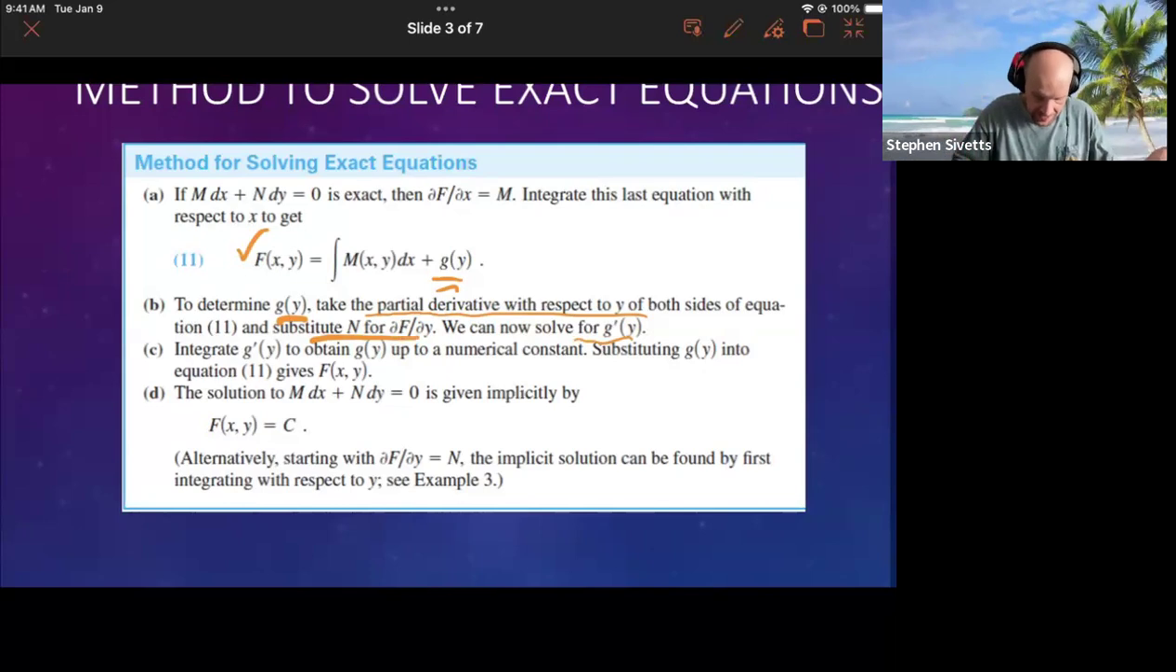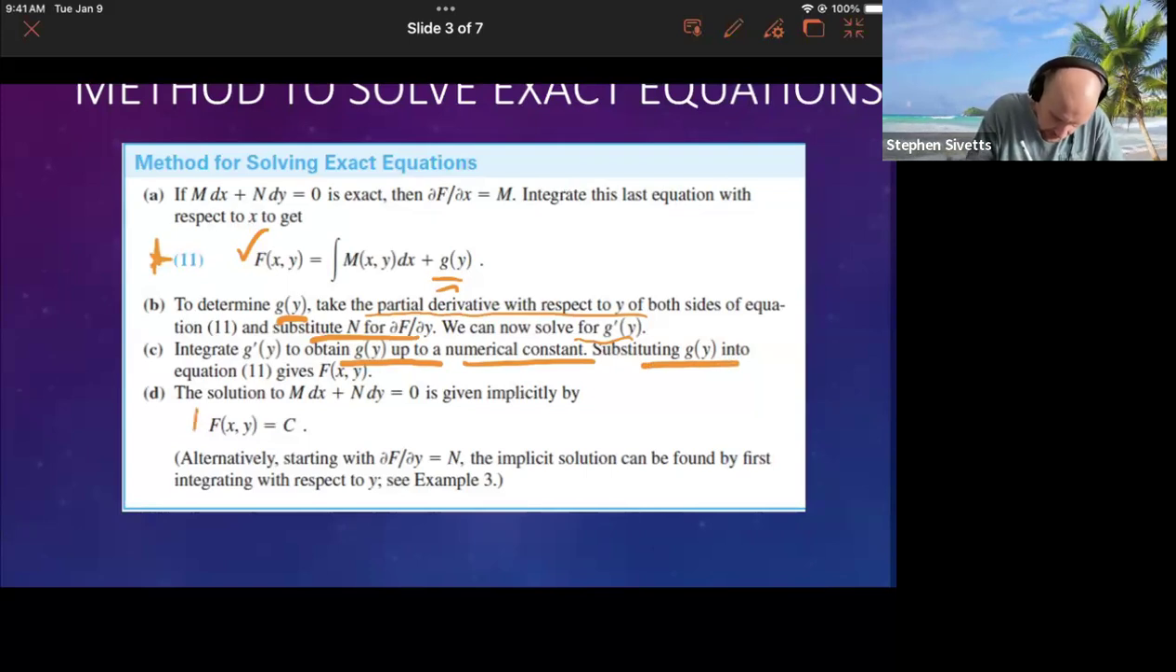And then you integrate again, but this time with respect to y. And it's going to be a function up to a constant, a number, right? A number, so not a function this time, it's going to be a number. And if you substitute the g of y into the equation here, you'll get a general solution that looks like this.